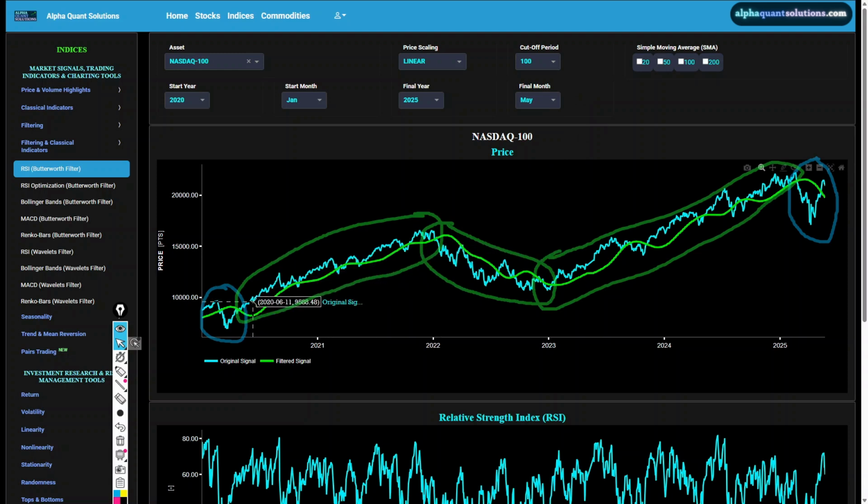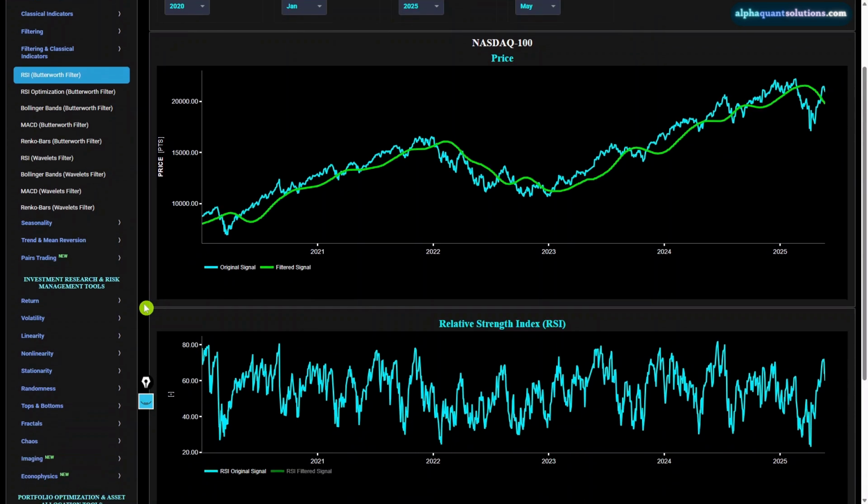We want to make the case that using these smooth versions of the asset price will help us identify these longer term patterns. And so if we now apply the RSI to this green smooth line, then we should be able to identify these long-term patterns. And this is what we will see.